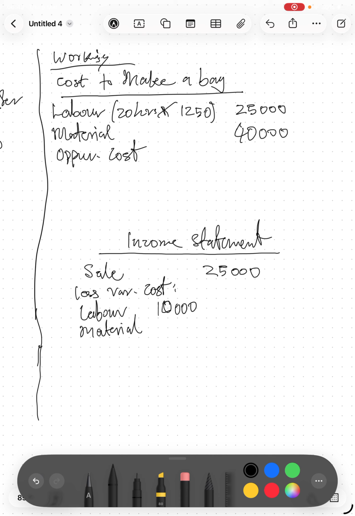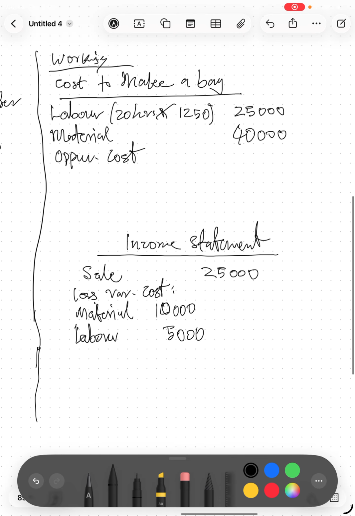Material is 5,000. Oh, it's the other way around. I think the material is 10,000. Labor is 5,000. So total 15. Deduct this from, you have 10,000 as contribution.